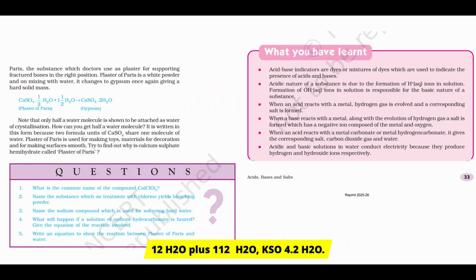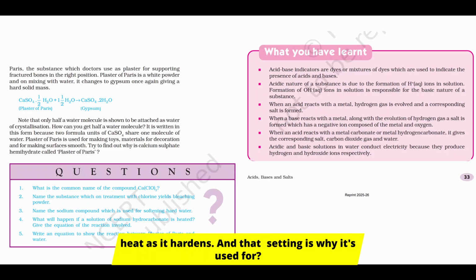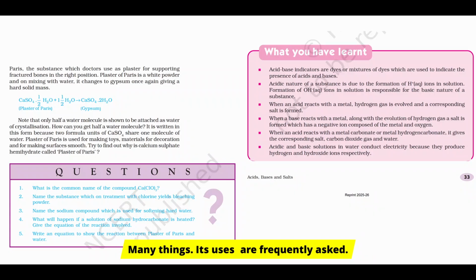The setting reaction is CaSO4·1/2H2O plus 1 1/2 H2O gives CaSO4·2H2O. This process is exothermic. It releases a little heat as it hardens. And that setting is why it's used for? Many things. Its uses are frequently asked.